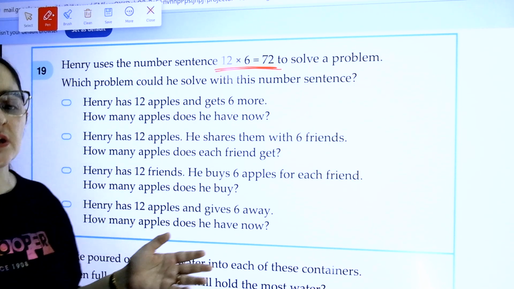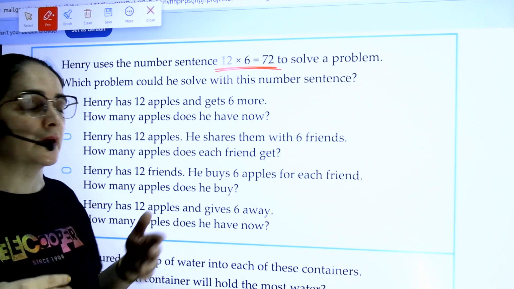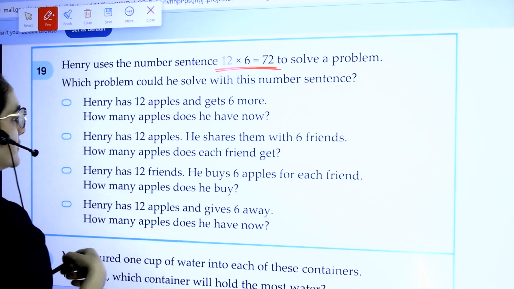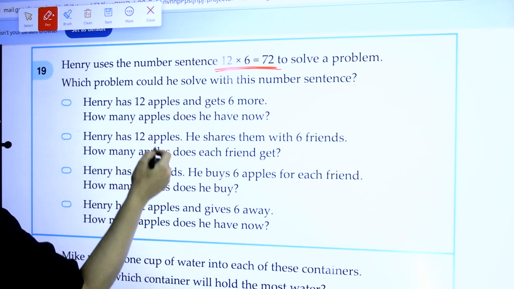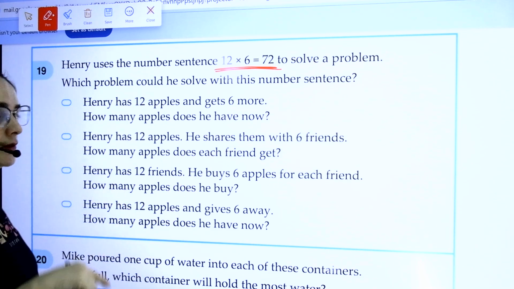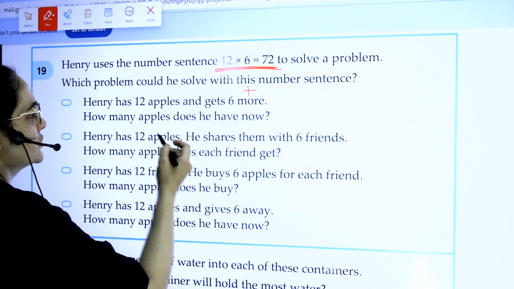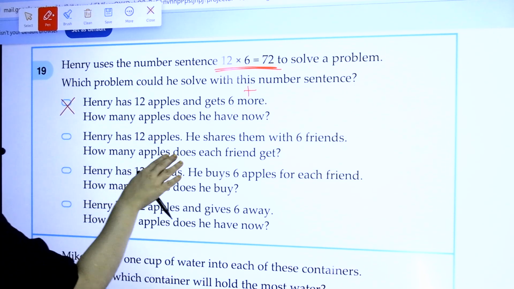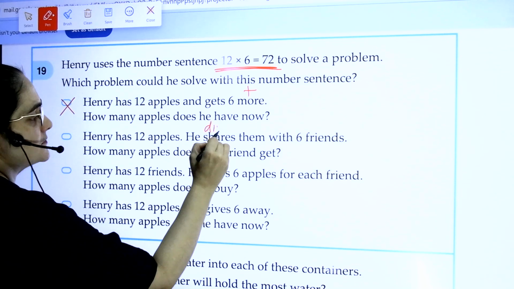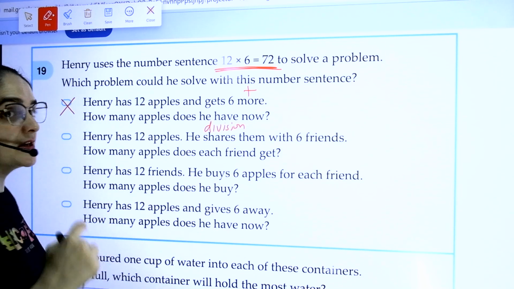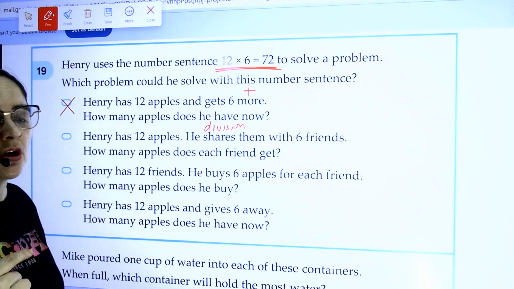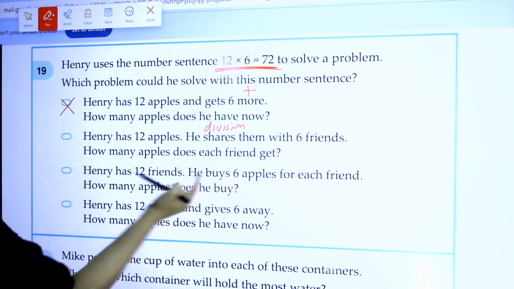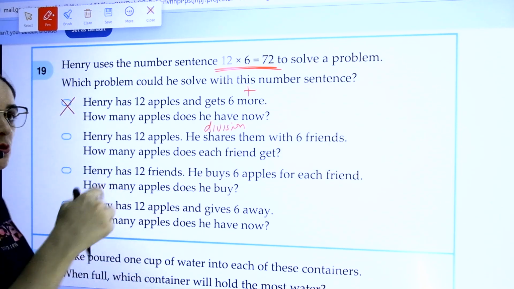So let's see in which case he has to add the numbers multiple times. Which problem could he solve using this number sentence? Henry has 12 apples and he gets 6 more. I've always told you that more means plus. So it's just 12 plus 6. So this can't be. Henry has 12 apples. He shares them. Sharing means division, and division is repeated subtraction. Division is not repeated addition. He shares them with 6 friends. So this can't be. In this we do repeated subtraction.